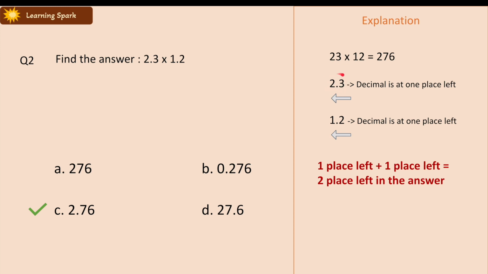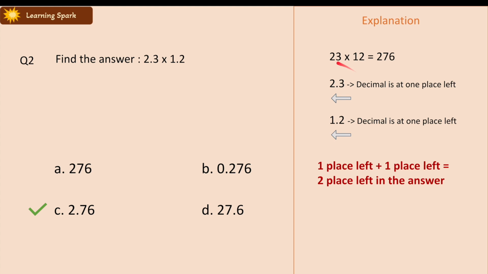Please note that in 2.3 the decimal point is 1 place towards the left, starting from the extreme right. In the second number, 1.2, the decimal point here also is 1 place towards the left, starting from the extreme right.